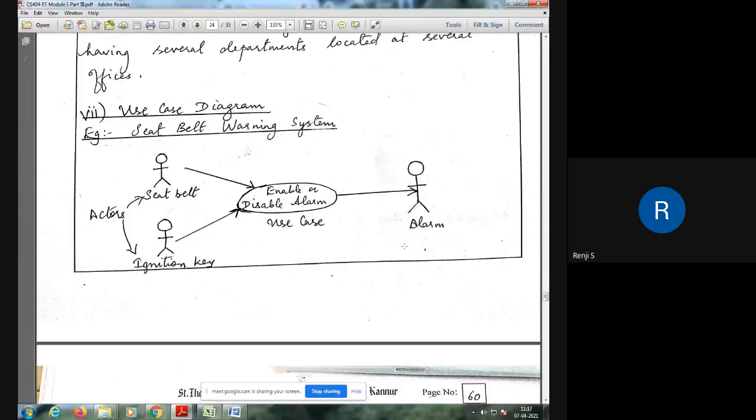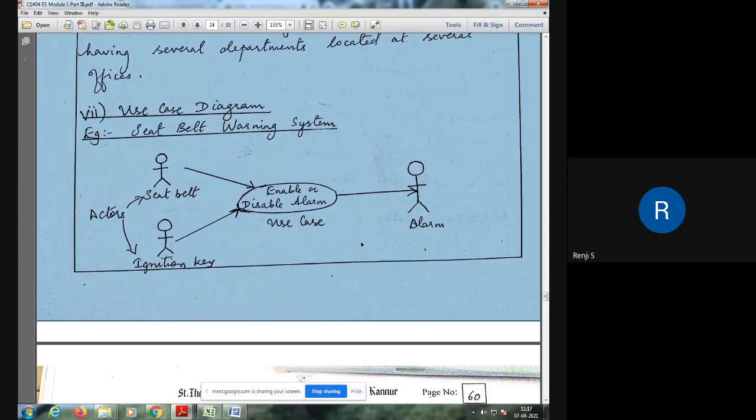Next is the use case diagram. This was a university question: draw the use case diagram for seatbelt warning system. Here this shows the actors. A use case diagram consists of actors and use cases connected by association relationship. So the main three things in a use case diagram are the actors, then the use cases, which are shown in oval solid lines, and then the association relationship.